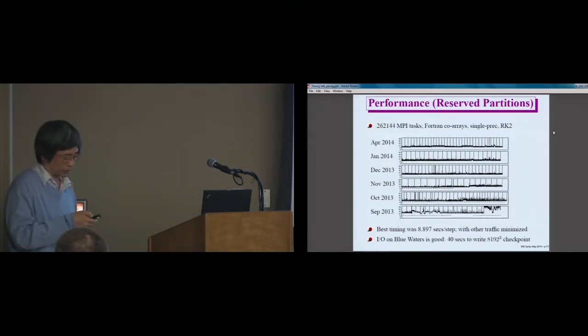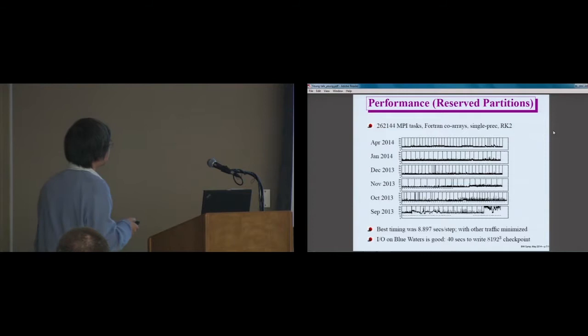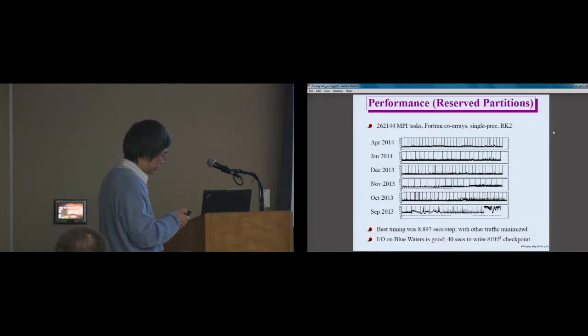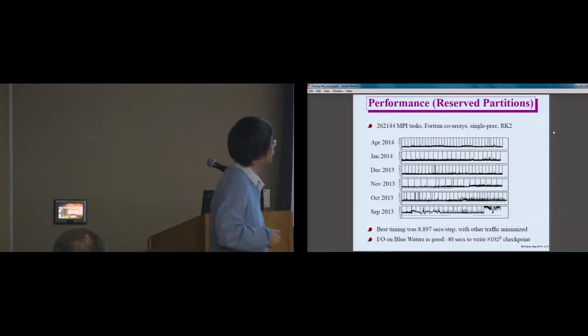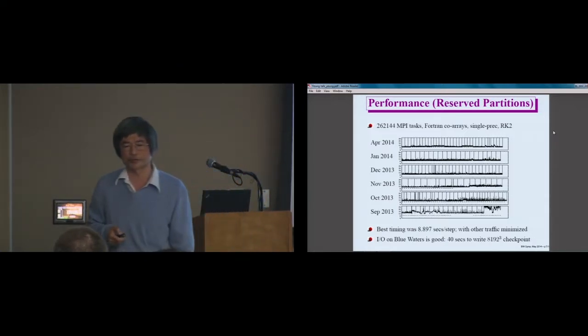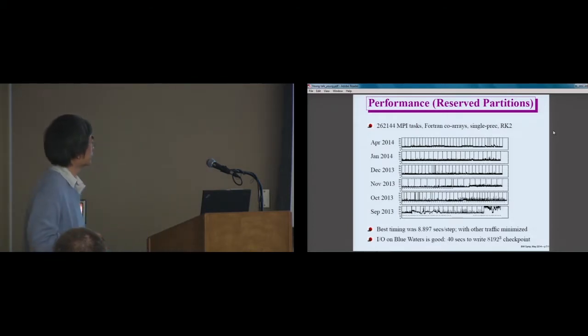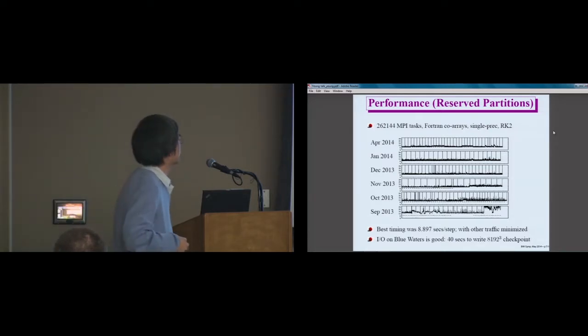So here's a collection of time traces over a period of about 8 months. What I'm plotting is the CPU time per time step as a function of the number of time steps. We have been running up to about 200,000 time steps now. And every now and then you see the data jumps up at some regular intervals. That is entirely due to the I/O.